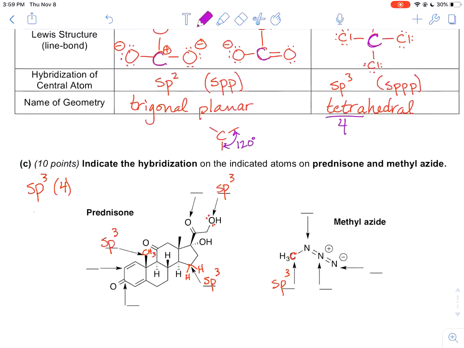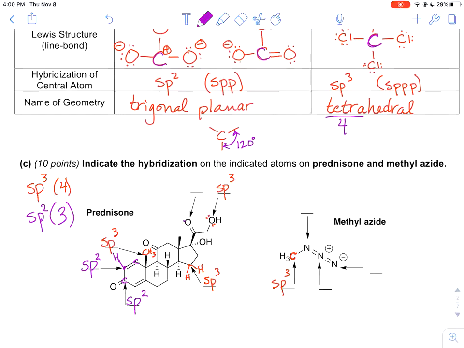Next, let's go to the purple team. We're going to look for sp2 hybridization, and we're going to be looking for 3 electron groups. An example would be this carbon of the ketone. It's connected to an oxygen, a carbon, and a carbon. This is going to be sp2 hybridized. This carbon here is connected to a hydrogen, a carbon, and a carbon. This is going to be sp2 hybridized.